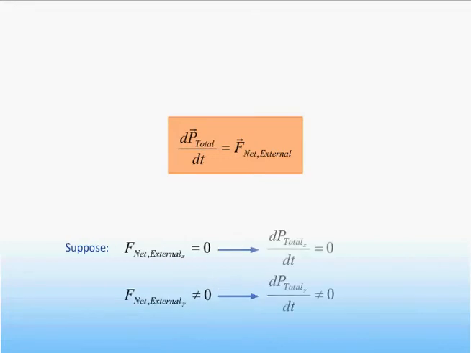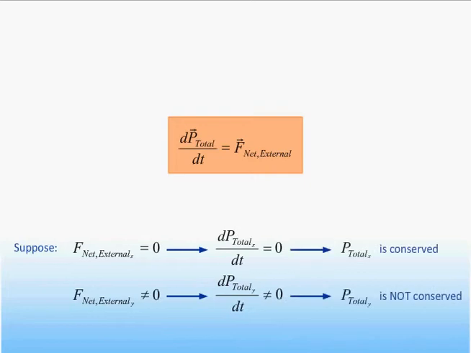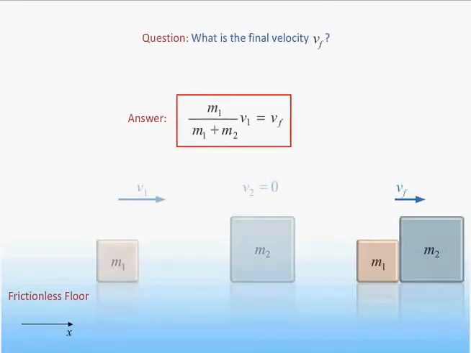Let's now examine our momentum equation a bit more carefully. Suppose the total external force is zero in some direction, but not in others. What can we say about the momentum of the system? Well, since our equation is a vector equation, we know that the only component of momentum which will be conserved will be the one that lies along the direction in which the total external force is zero.